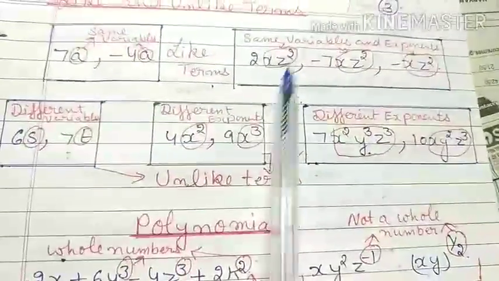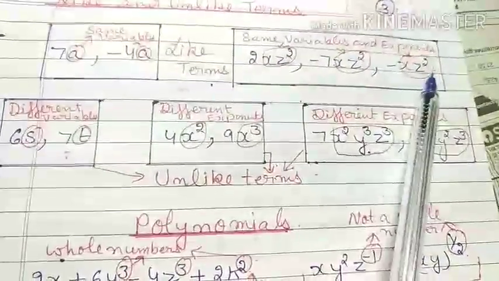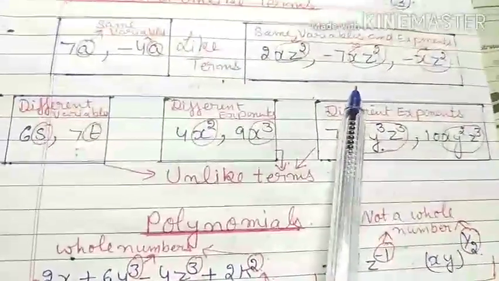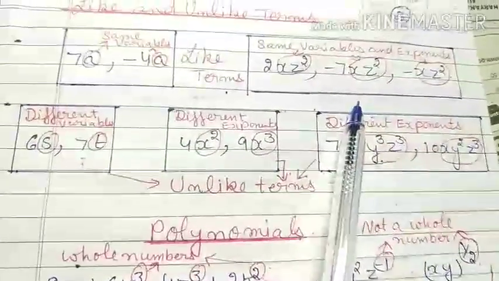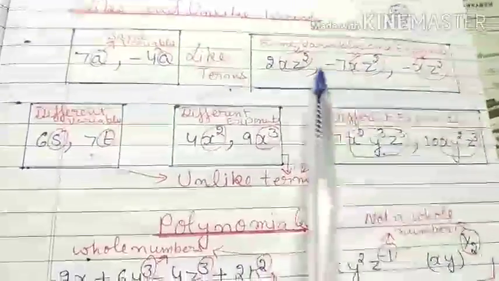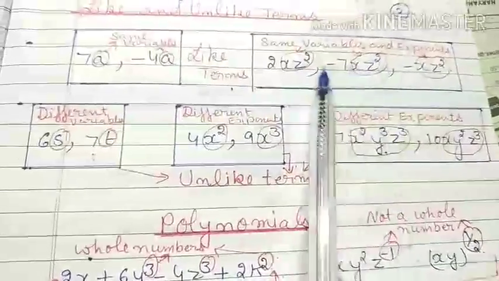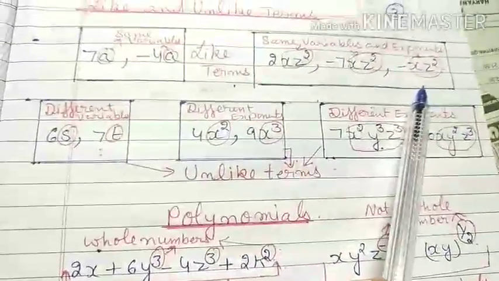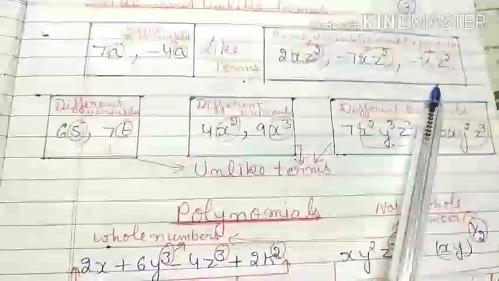Similarly here, xz square, xz square, xz square. It doesn't matter whether it is negative or what numeric value is written. You need not compare the numerical value. You compare only the variable part. The exponent, the power, is the same and the variable should be the same. Like xz square, all is the same. All the terms have the same variables and the same powers. So that means these are like terms.